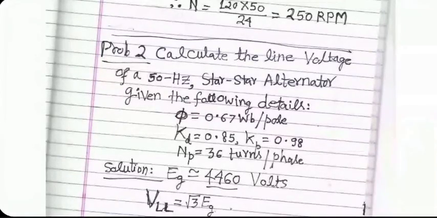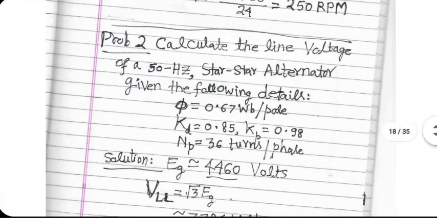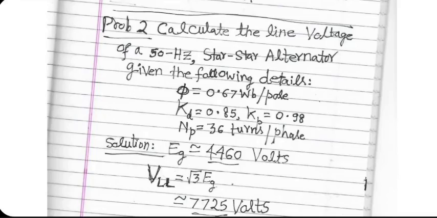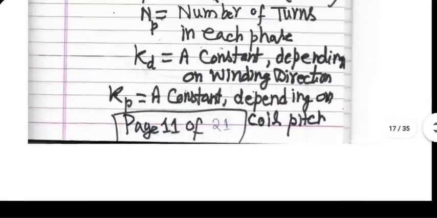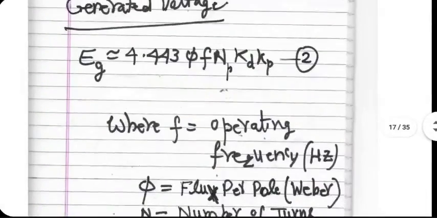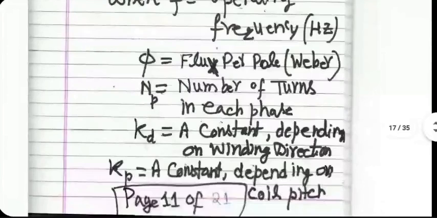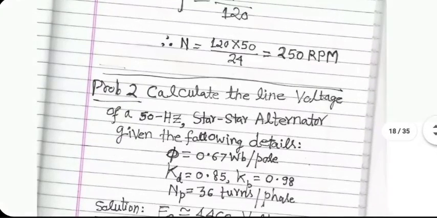Problem number 2. Calculate the line voltage of a 50 Hertz star-star alternator given the following details. Equation to use is already given to you. You have to use this equation. All the values are supplied in that problem, I think. F is given, phi is given, Kd is given, Kp is given, Np, number of turns in the coil is given per pole.